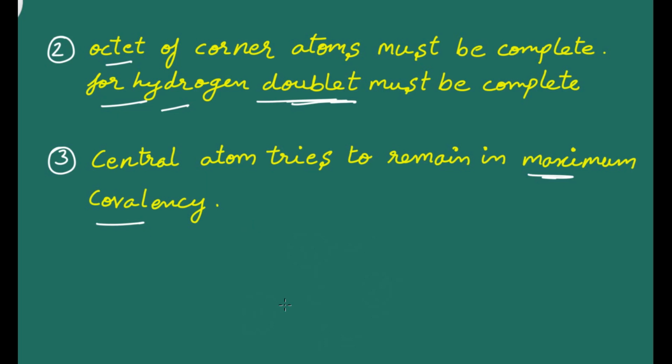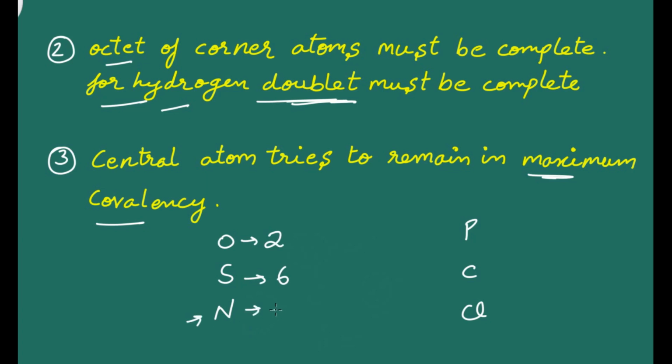I repeat, covalency simply means the maximum number of bonds that the central atom can make, or the maximum number of electrons that the central atom can share for bond formation. Remember these two statements. There are a few general examples about which I will talk. First one is oxygen. What is the maximum covalency of oxygen? The maximum covalency of oxygen is 2. That is, oxygen can make 2 bonds, and we all know about it. Now, what is the maximum covalency of sulfur? The maximum covalency of sulfur is 6. Now comes an interesting case.